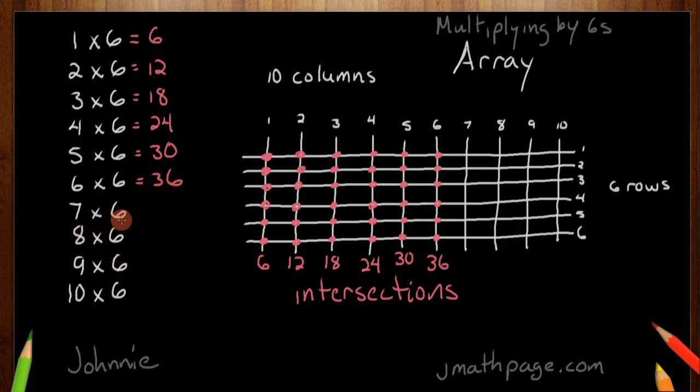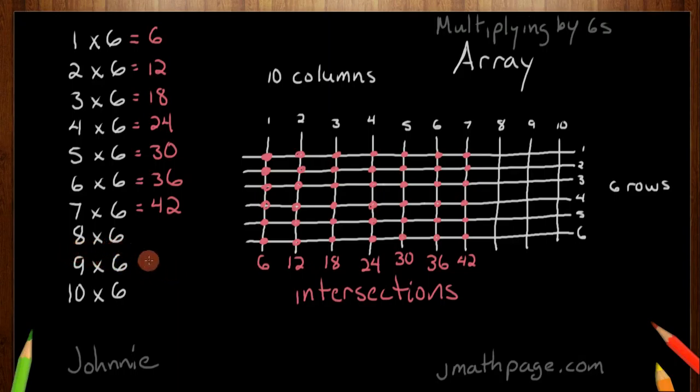What about 7 times 6, or 7 columns and 6 rows? Here's our 7th column. Here are our rows. Let's add the intersections. We've added 6 more, so 36 and 6 more, 36, 37, 38, 39, 40, 41, 42. Okay, so 42. 7 columns, 6 rows, 42 intersections.